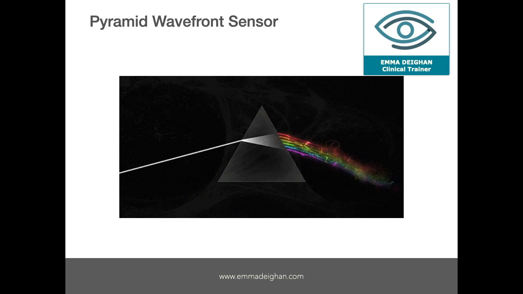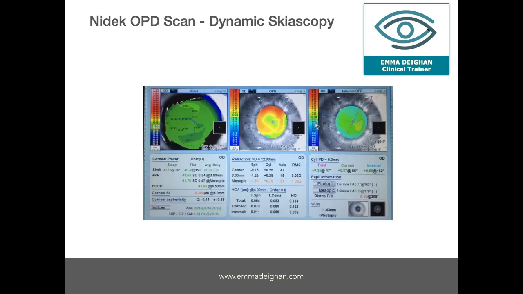Another sensor is in the Nidec OPD-Scan, and this might be familiar because it's based on the principle of automated retinoscopy or dynamic skiascopy. This measures the aberrations and quantifies them because it also has a topographer, in terms of cornea and whole eye aberrations, and then it can split out the internal aberrations.